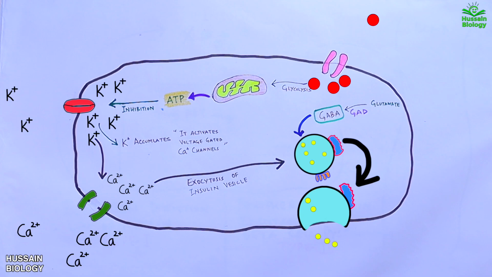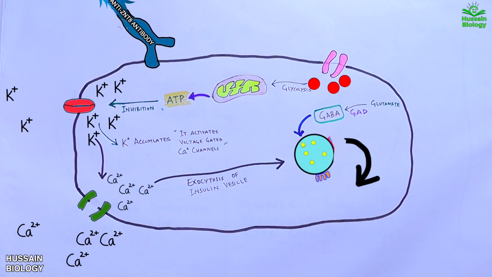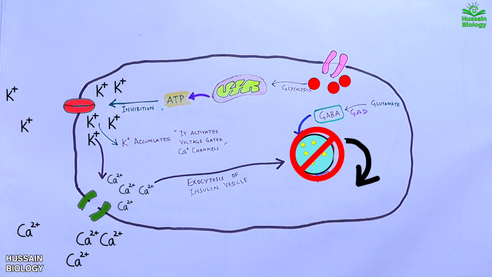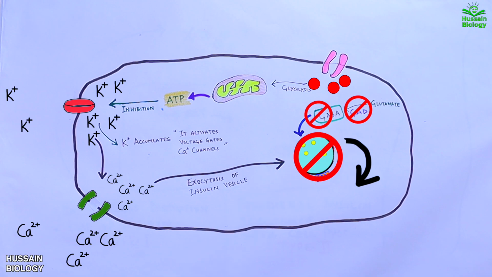The first antibody, the anti-islet antibody, comes in and targets the islet antigen 2 protein on the insulin vesicle. This way the insulin vesicle exocytosis is affected. The second antibody is the ZnT8 antibody. It comes in and targets the ZnT8 protein on the insulin vesicle and affects the secretion of insulin also. And finally we have the anti-GAD antibody. It targets the GAD enzyme and halts the conversion of glutamate to GABA. So that way GABA-mediated insulin secretion gets affected.